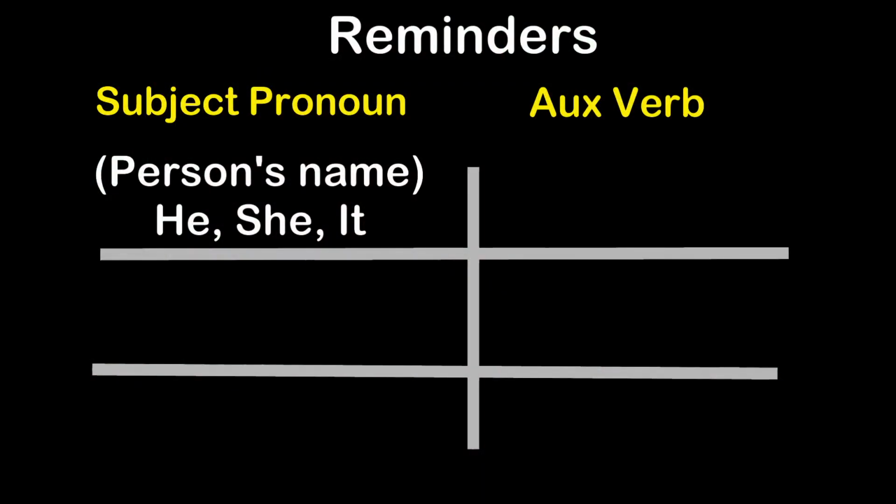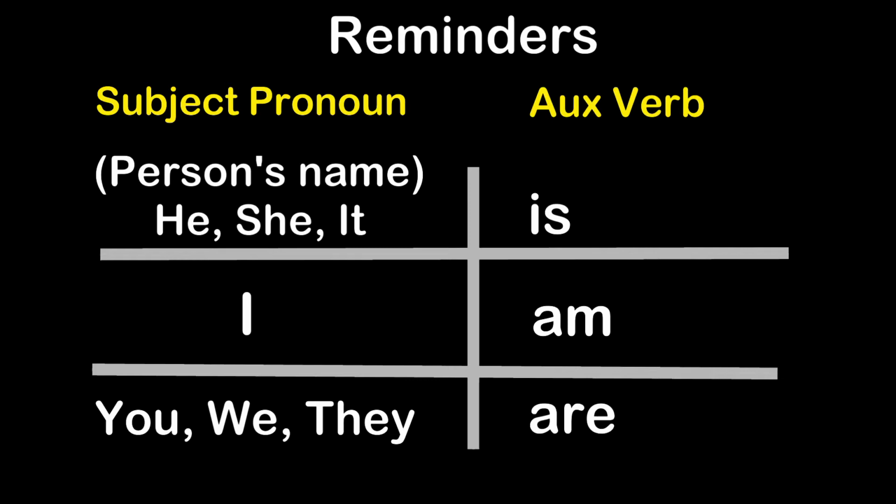So we have the subject pronouns on the left. We can have the person's name, he, she, or it, followed by the auxiliary verb is. We can have I, which couples with am. We can also have you, we, or they, and that couples with the auxiliary verb are.